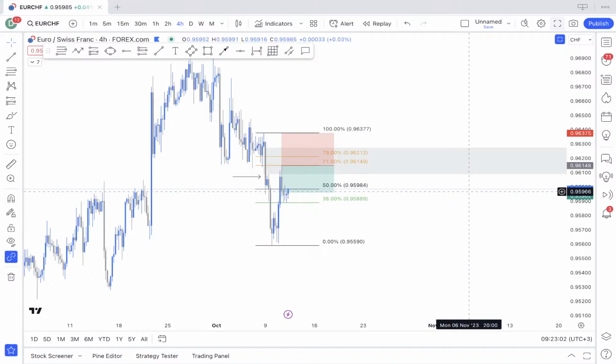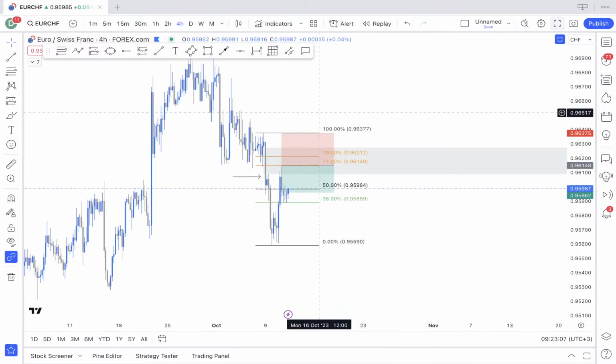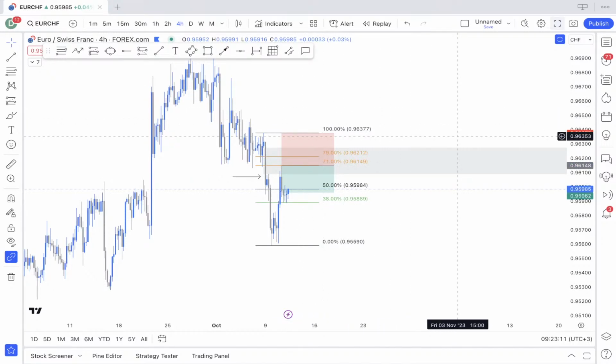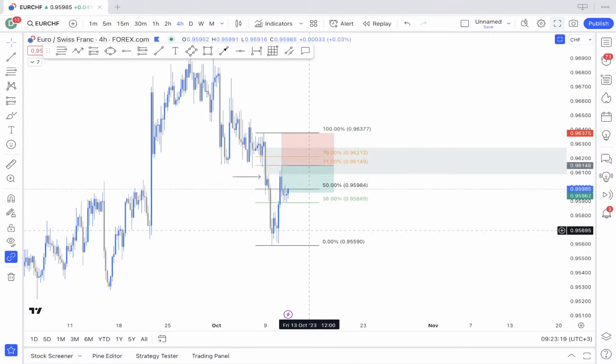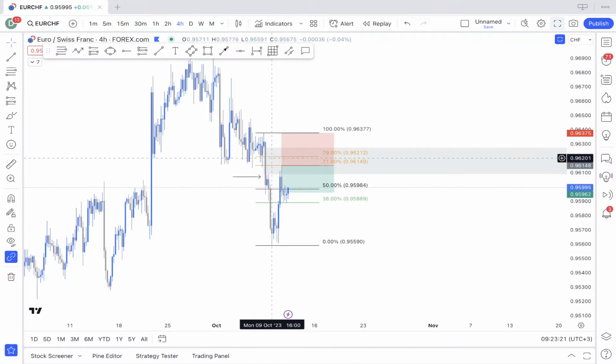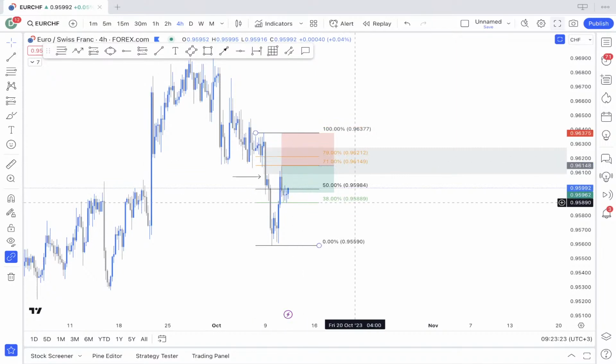Okay, so the reason I decided to send this setup yesterday, in case you didn't see the live session that I hosted yesterday, was very simple. I saw a very aggressive break of structure to the downside that left a lot of imbalance behind. It also left this nice fair value gap here that lined up perfectly with our fire zone.